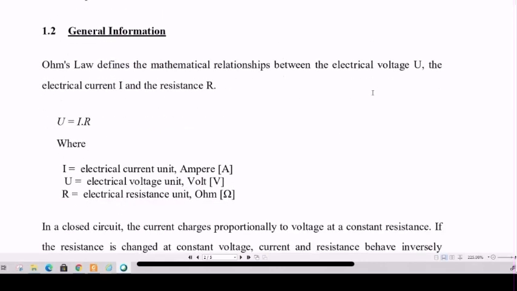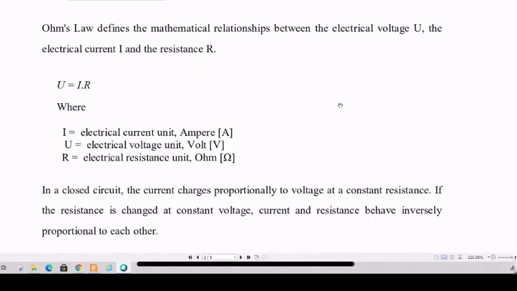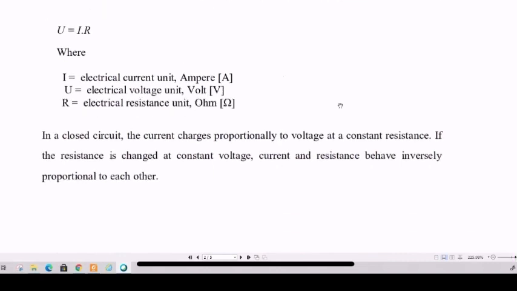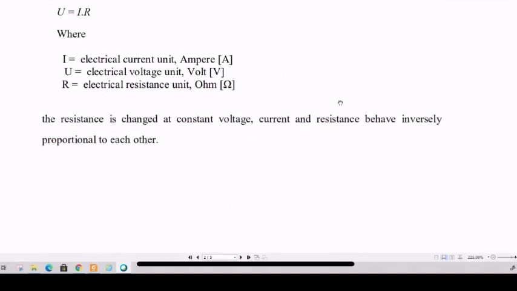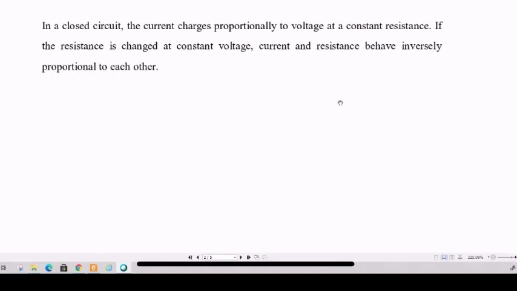So the general information here: Ohm's law defines the mathematical relationship between the electrical voltage U, the electrical current I, and the resistance, U equal to IR. Where I is the electrical current in ampere, U is the electrical voltage in volt, and R is the electrical resistance in ohm. In a closed circuit, the current changes proportionally to voltage at a constant resistance. If the resistance is changed at constant voltage, current and resistance behave inversely proportional to each other.